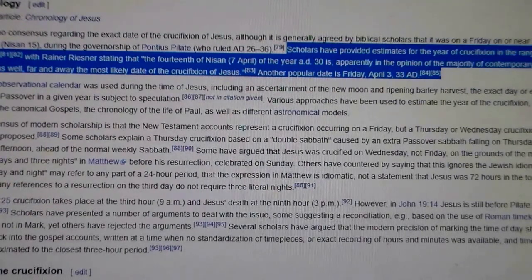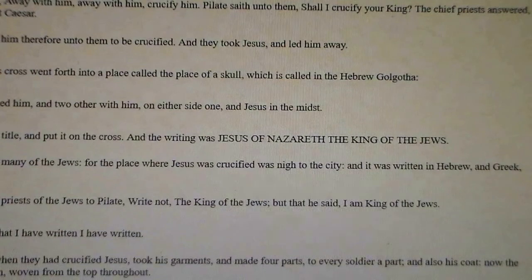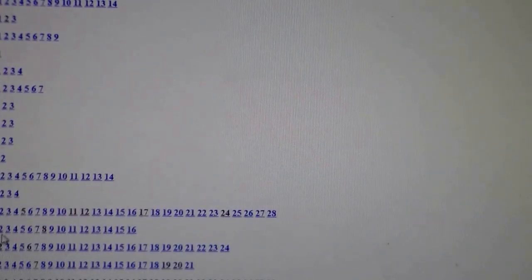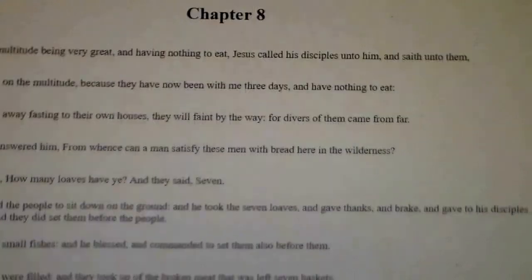So the problem here is that all these dates are Fridays. April the 7th, 30 AD was a Friday. April the 3rd, 33 AD was a Friday. So the question is, do you think Jesus was crucified on a Friday? There are two emphatic scriptures that God gave us that one needs to look at. The next step would be to test to see if Jesus Christ was really crucified on a Friday. Well, let's go to the book of Mark, chapter 8 and verse 31.